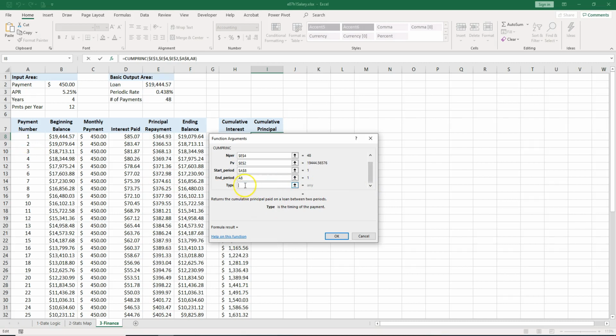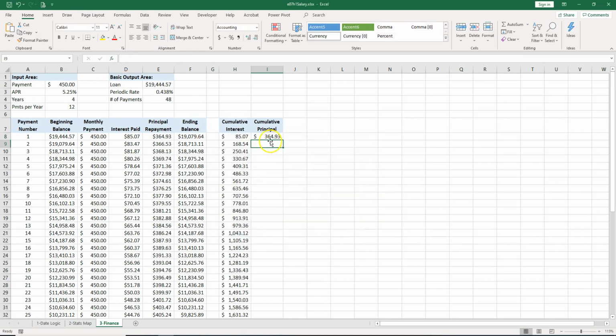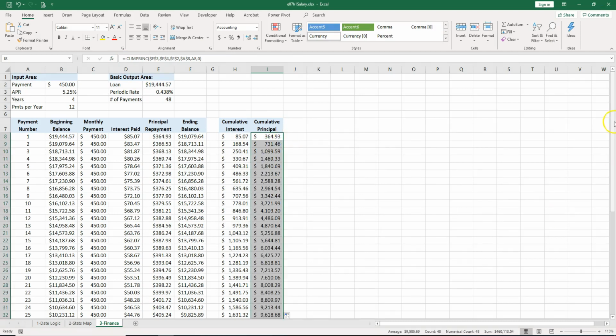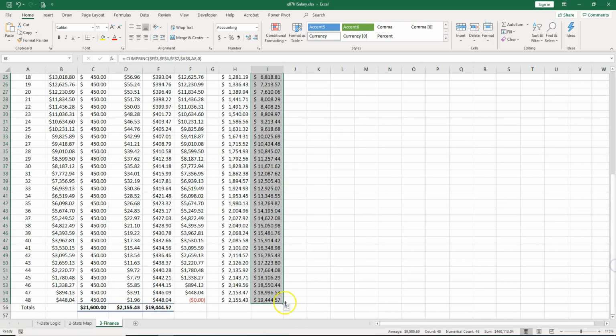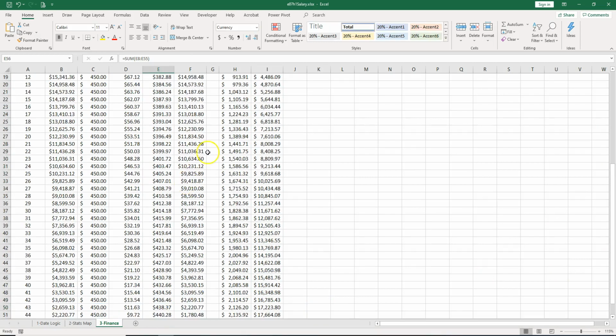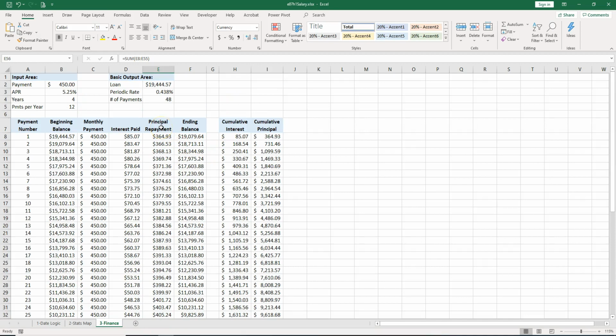And finally, the type, so you can click on help on this function. And because this is required, I have to type in something. It can be 0 end of period or 1 beginning of period. So we assume 0. And you see how it comes out negative? So don't forget to plug in a minus after the equal sign. And now the double click should work. And we can see the number here matching the total in the column of the principal repayment.